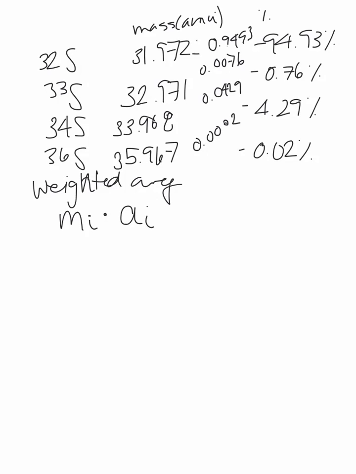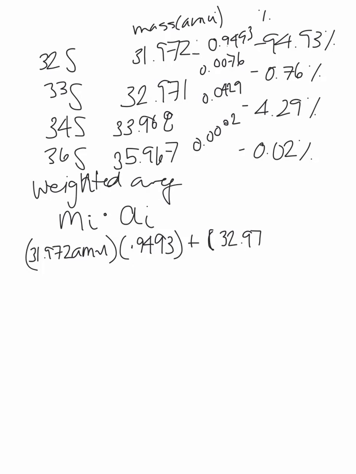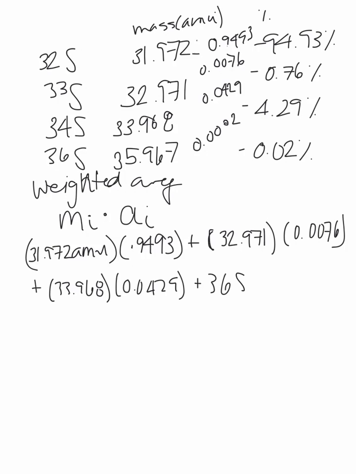So the way we would approach calculating the weighted average for sulfur is we would have the mass of 32S, 31.972 AMU, times its fractional natural abundance, 0.9493, plus the weighted contribution of 33S, so its atomic weight, 32.971, times its fractional abundance, 0.0076, plus the contribution from 34S, which would be 33.968 times 0.0429, finally plus 36S's contribution.